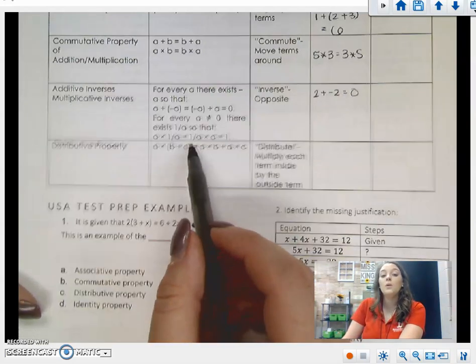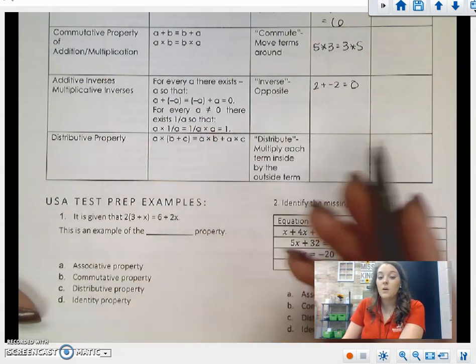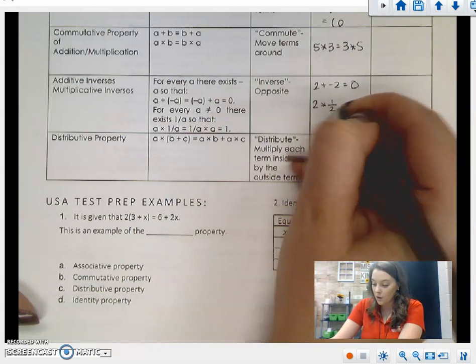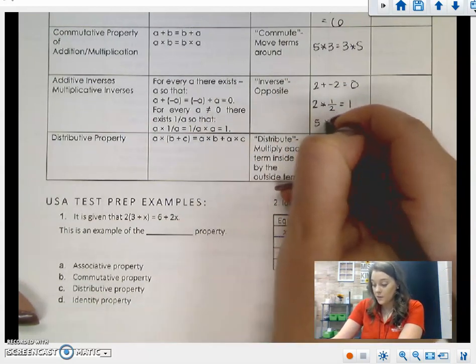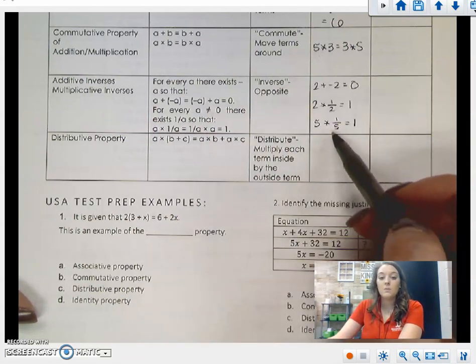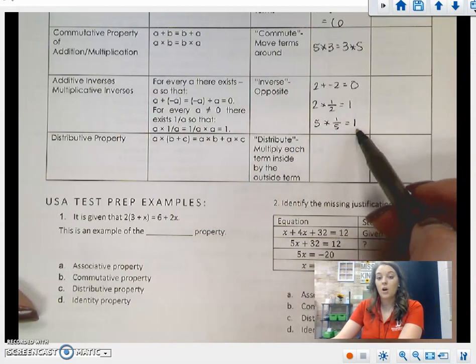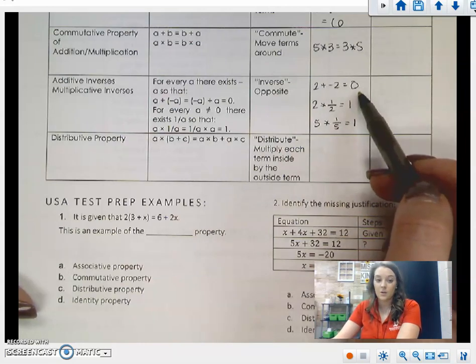When you multiply, and you're going to multiply by the reciprocal, it's always going to equal 1. So 2 times 1 over 2 equals 1, or 5 times 1 over 5 equals 1. So when you multiply by the inverse, or the reciprocal, you're always going to get 1, but when you add, you're always going to get 0.